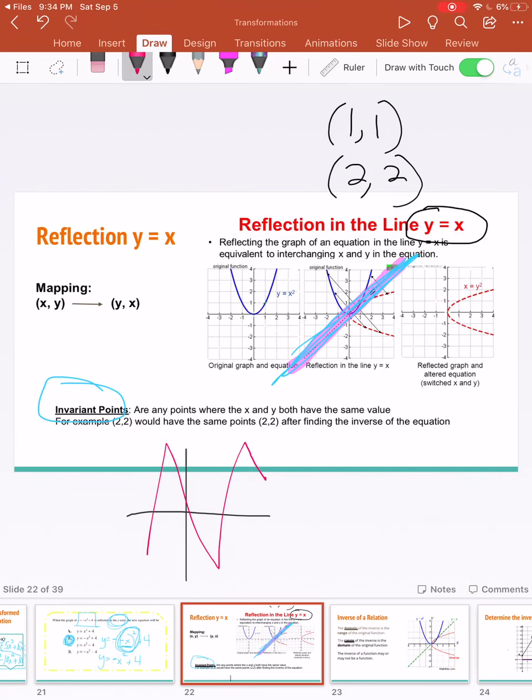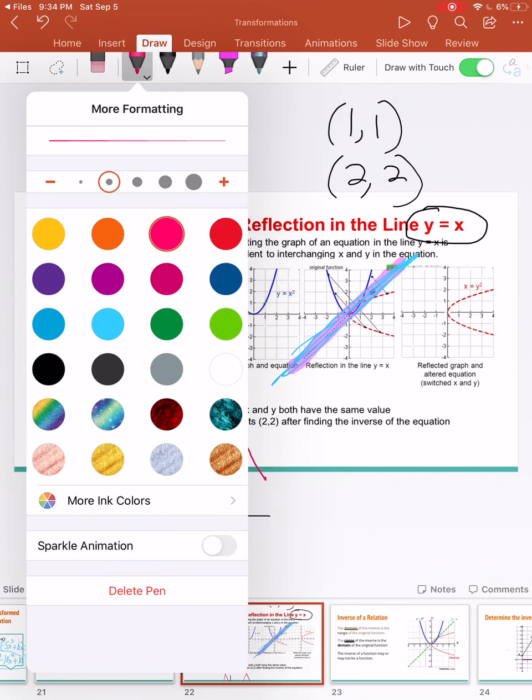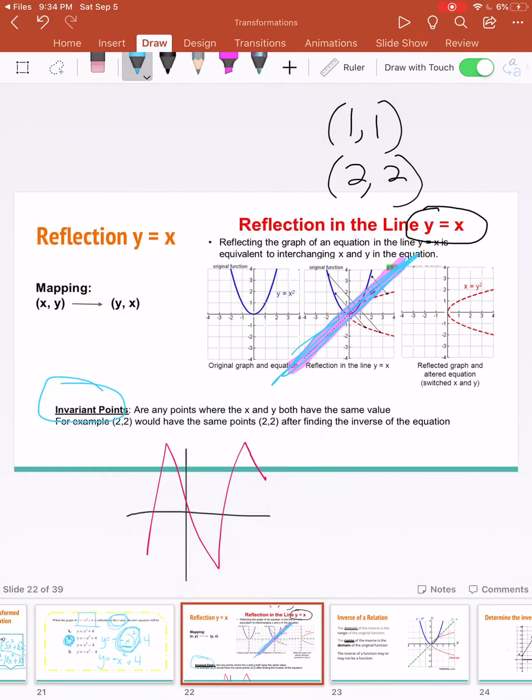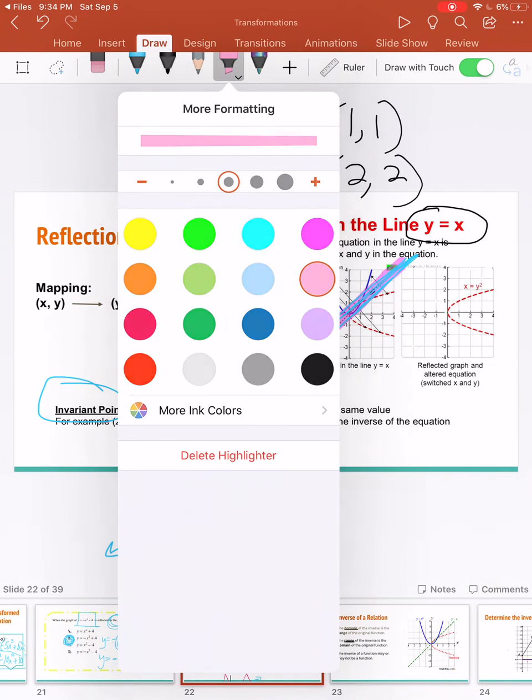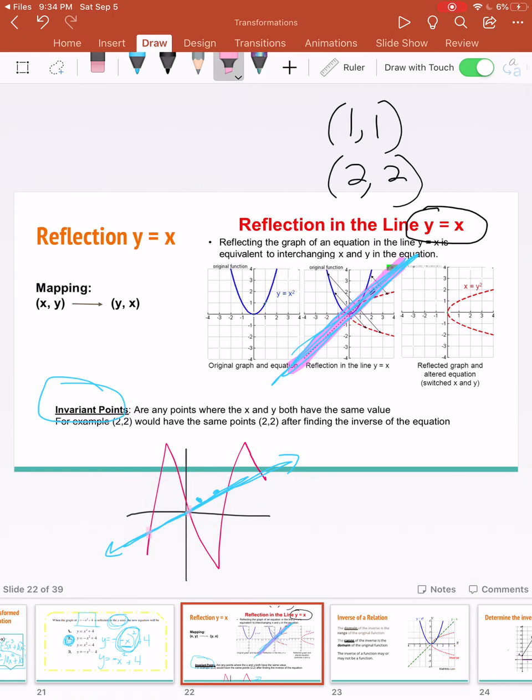So if you had a random graph, like this one that I've drawn, and you wanted to figure out how many invariant points there would be, you would draw a line where x and y are the same. So we'll say this is 1, 1, 2, 2, 3, 3, and you would just extend that line, and wherever that graph intersects your line of reflection, that represents your invariant points. So we would have an invariant point here, 1, 2, 3, 4. So this graph would actually have 4 invariant points.